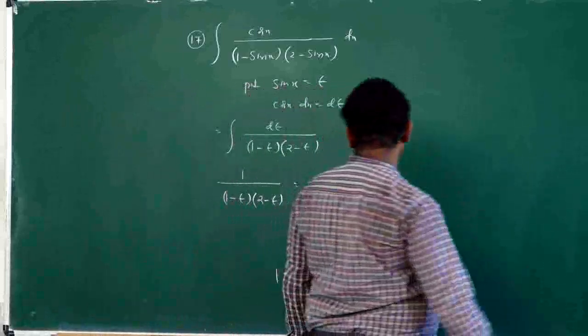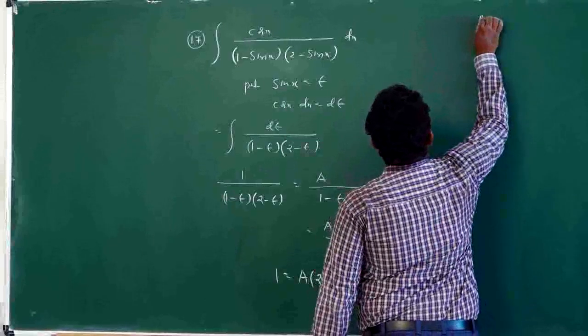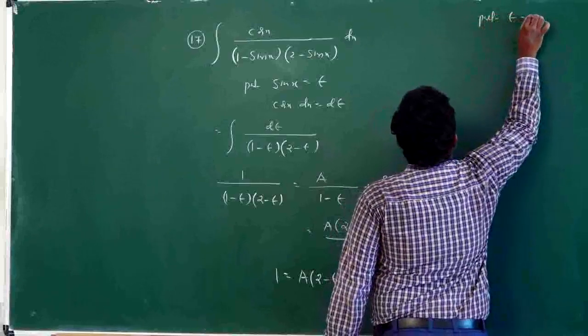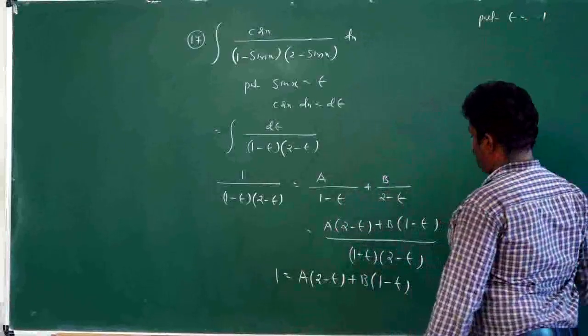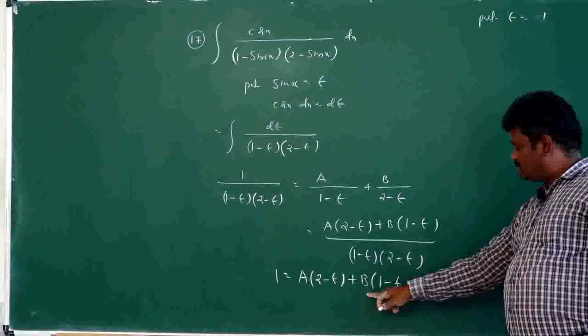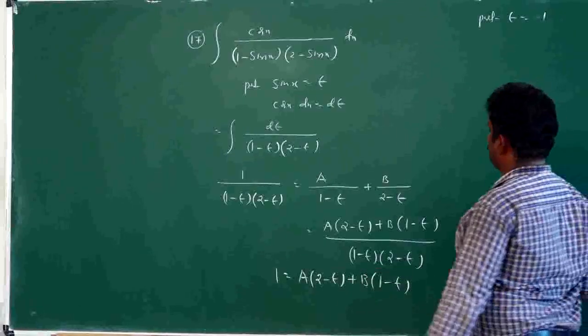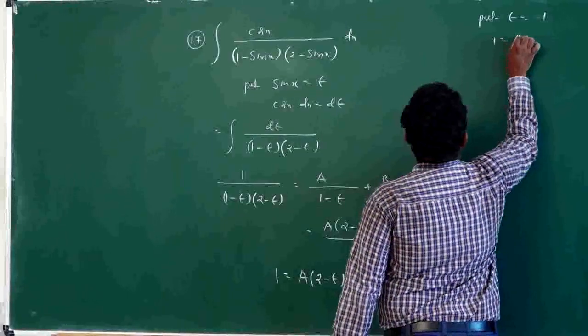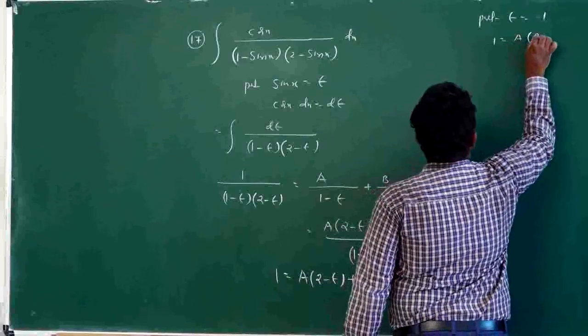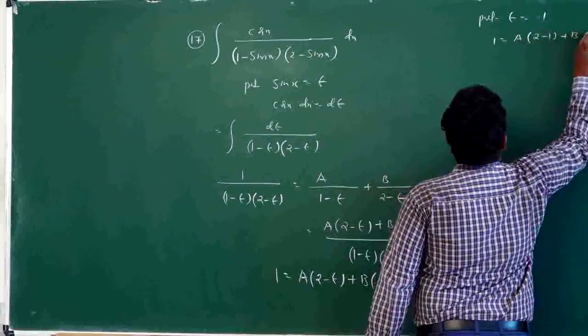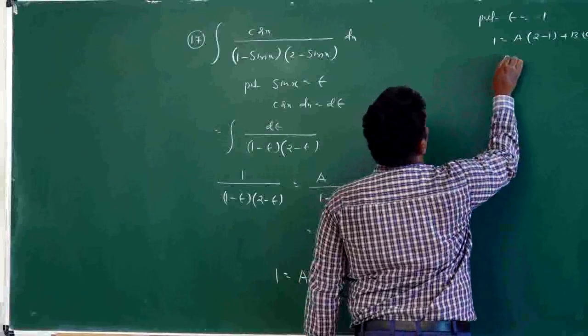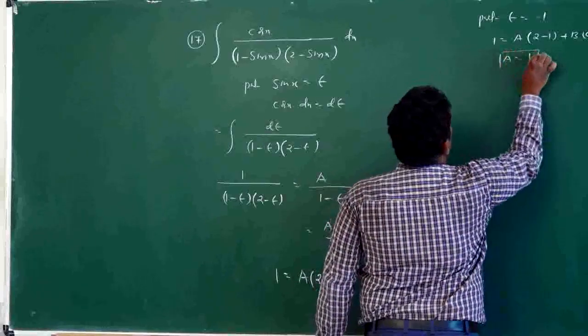Now here we substitute, put t is equal to 1 value. So when we put t is equal to 1, this value becomes 0. So this value, how much? 1 is equal to a into 2 minus 1 plus b into 0, 2 minus 1 is 1. So a is equal to 1 value.